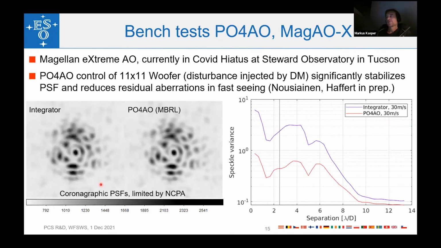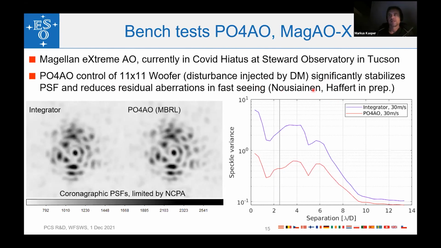And moving from simulations, we make use of the Magellan MagAO-X system that is currently in a COVID-related hiatus at the Steward Observatory, Tucson. So it's bad for MagAO-X and for science, but it's good for us because we can use the time to do some experiments there remotely. And so Jalo and Sebastiaan Haffert have implemented this method on the 11x11 woofer. So the turbulence in this case is injected by the deformable mirror.